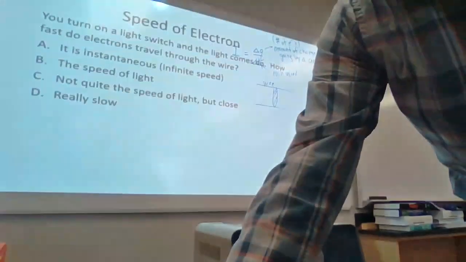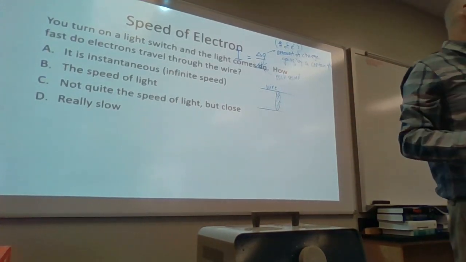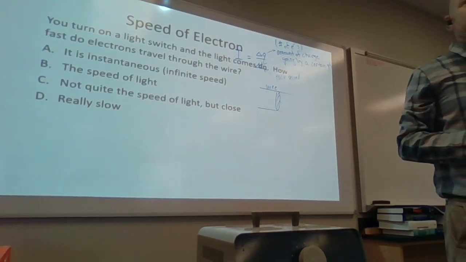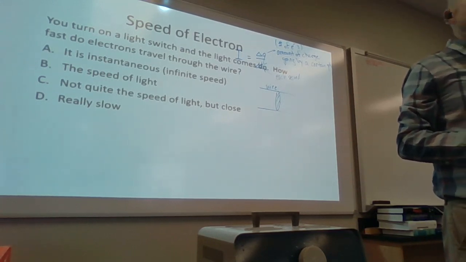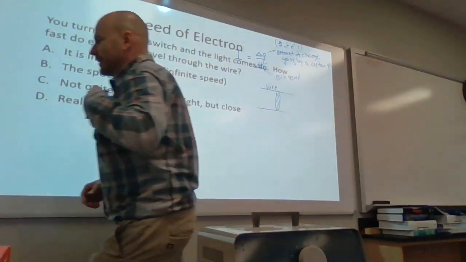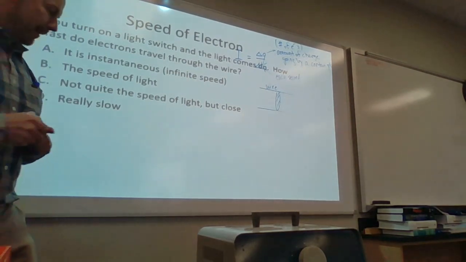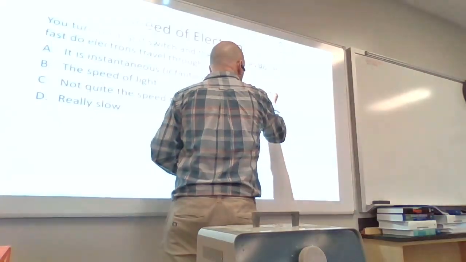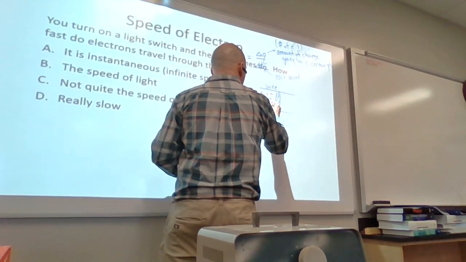So when you turn on the light switch, the electrons are just being bumped out, just like the water molecules being bumped out in a hose. Does that make sense? Okay. So how fast are they going? Well, the plight of an electron, it's a rough life. They're going through this crystal lattice of protons.